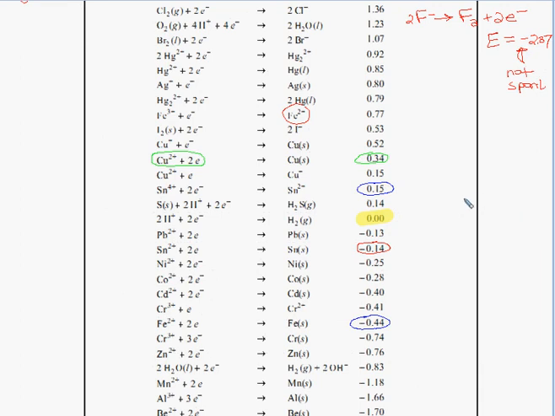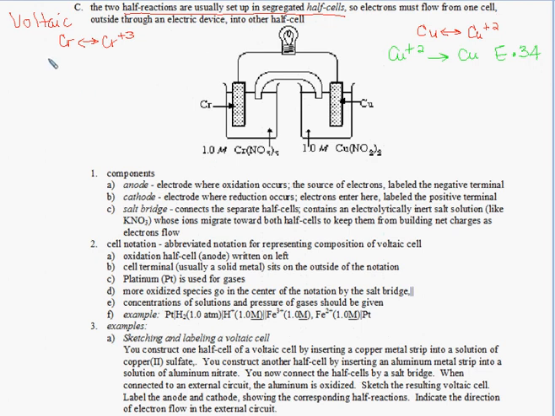All right, let's look at the next one. Again, looking for chromium and chromium 3. And again, don't accidentally pick this one because that's chromium and chromium 2. So we're going to take this one now. All right, so chromium 3 to chromium is negative 0.74. So negative 0.74 is that voltage.